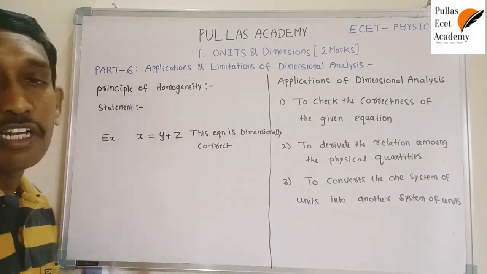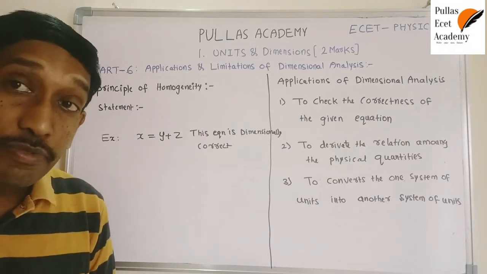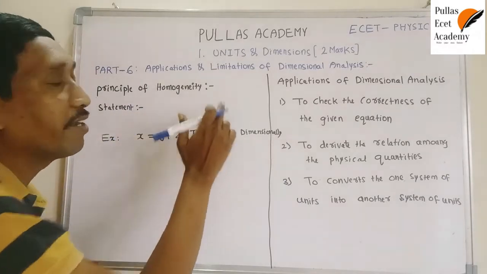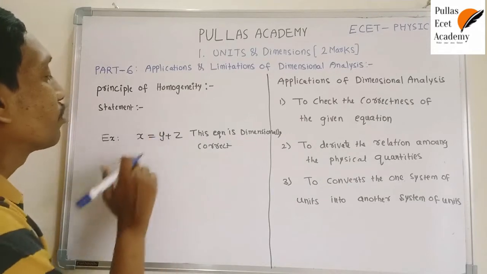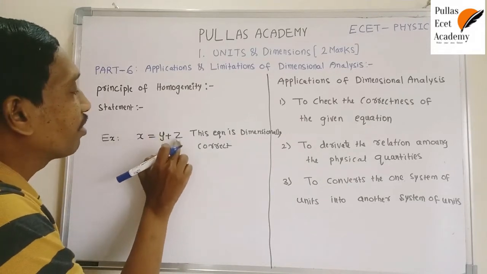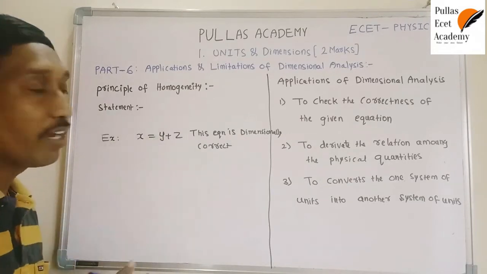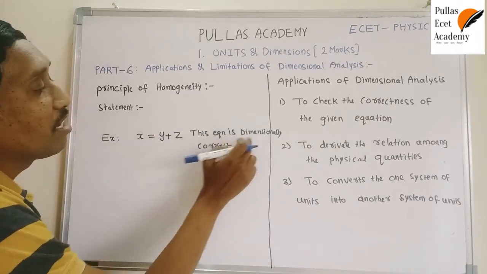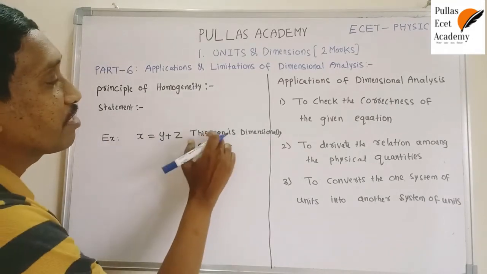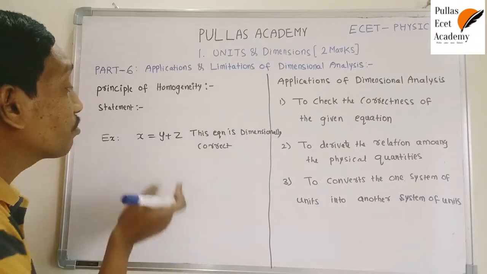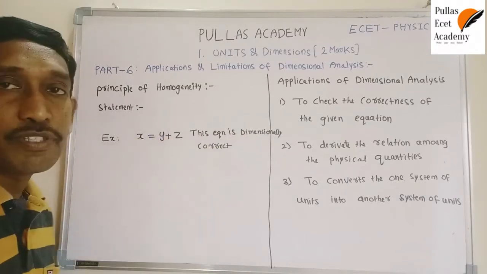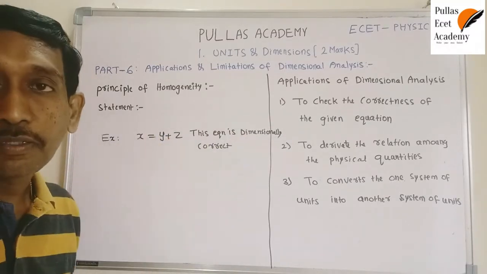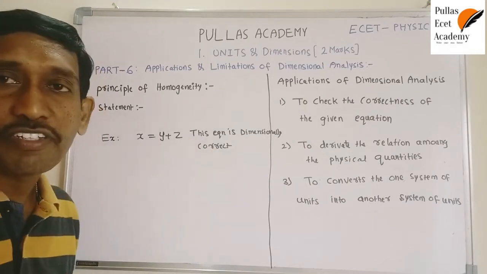So what is the statement here? Physical quantities of the same dimensions can be added, subtracted, and equated. Here we add these two quantities and equate. The equation is dimensionally correct, which means x, y, z have the same dimensions. Dimensionally correct, otherwise it is wrong.